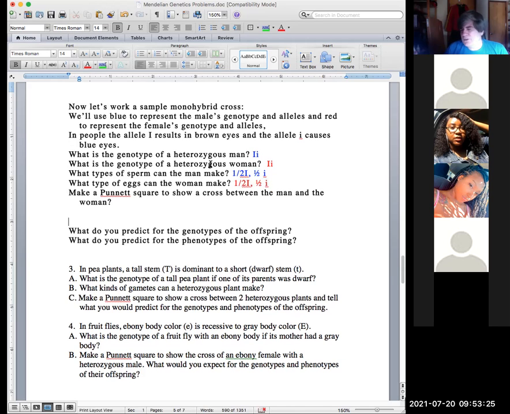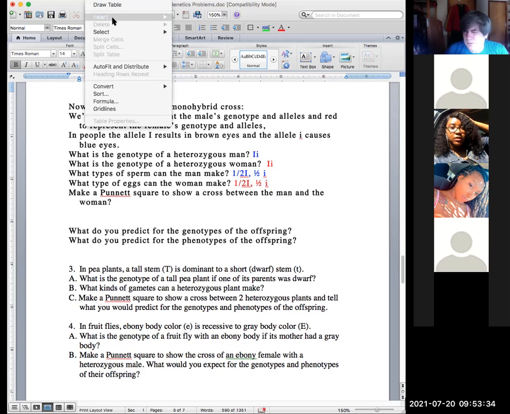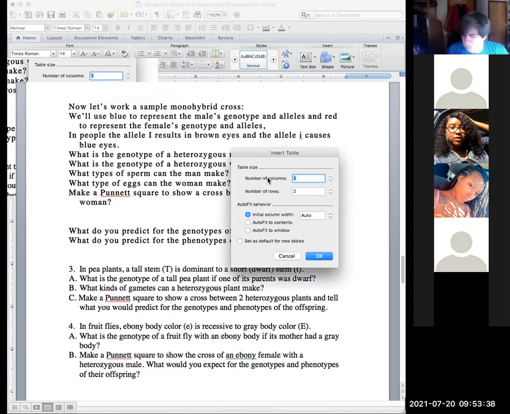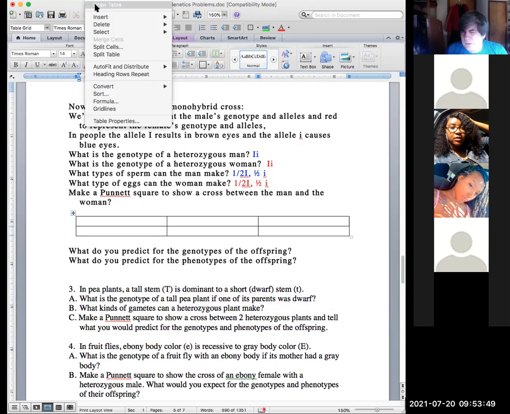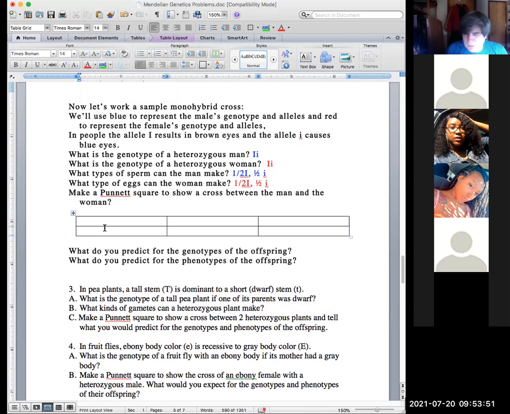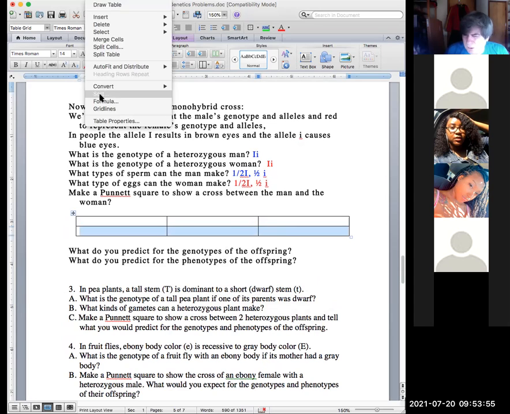When you make a Punnett square, you could think of it like making a spreadsheet. What we're going to do is make a table. So I'm going to put a table in here. I meant to make my table 3 by 3, but I screwed up, so.